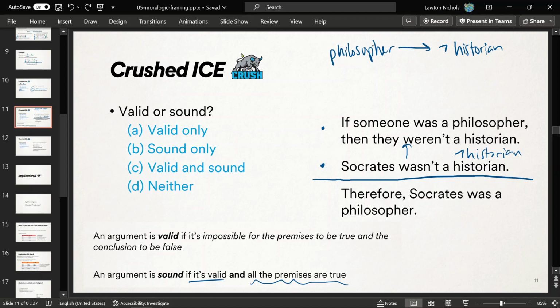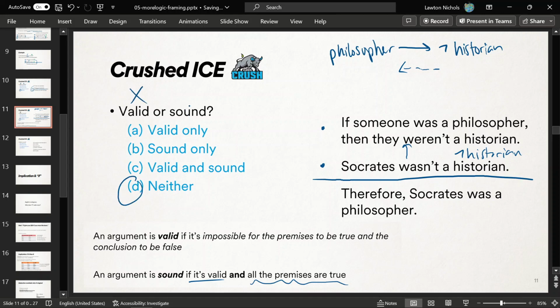I hope we see it now that I've written the arrow. You show me that somebody's a philosopher, yes, that means they're not a historian. But if you tell me that someone's not a historian, you're trying to go backwards along this idea. If you weren't a historian, maybe you were a computer scientist. See how that's not correct to go in that direction? That's why it's not valid. You can't plug it in and get the conclusion. You're going the wrong way. It's very tricky. That's why I gave it to you. So it's not valid, which implies the answer really is D.